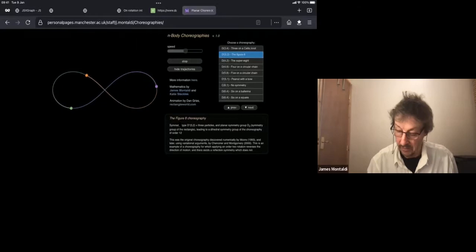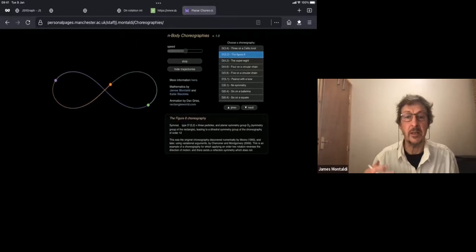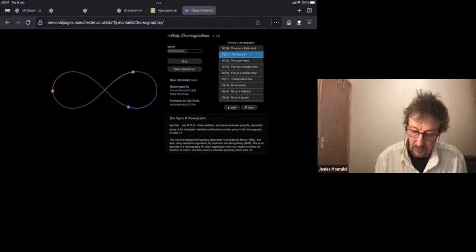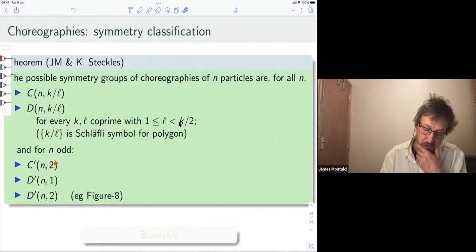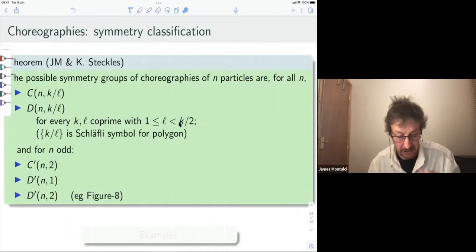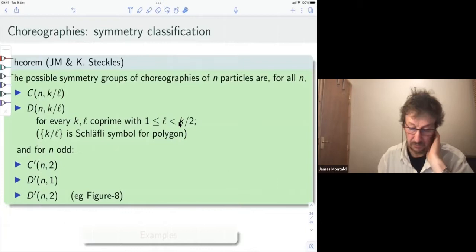And they only work for odd numbers of particles. If you have one of those symmetries and an even number of particles, then there are necessarily going to be collisions. So when the number of particles is odd, there are three exceptional symmetry groups. So this one's the figure 8. So that's the classification theory. I think mostly the interesting fact was not what the classification theorem is, but that one could classify all the possible symmetry groups.